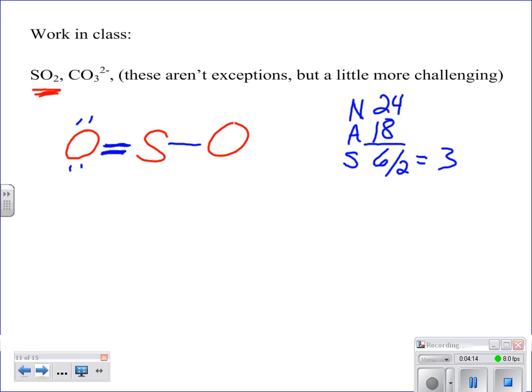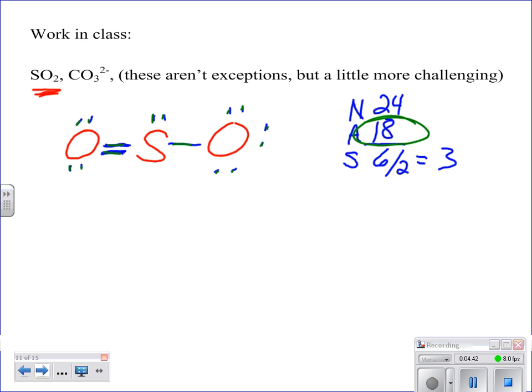Okay, sulfur, what do we need to do? How many lone pairs? 1. And this other oxygen? 3. So last step would be to add them all up. 2, 4, 6, 8, 10, 12, 14, 16, 18. It's exactly what it should be. That's what's available. So always take the time to do that last step and make sure it adds up to the available. Okay, then we get to carbonate ion.